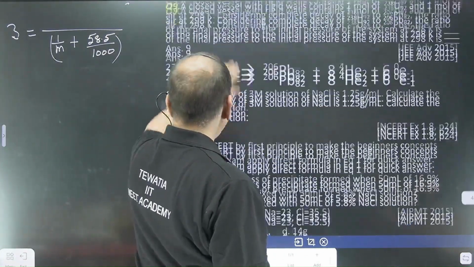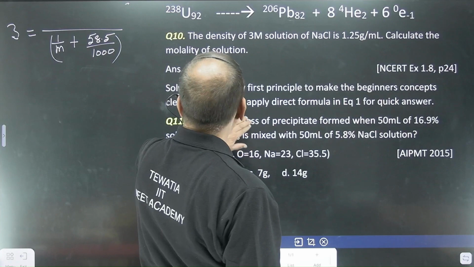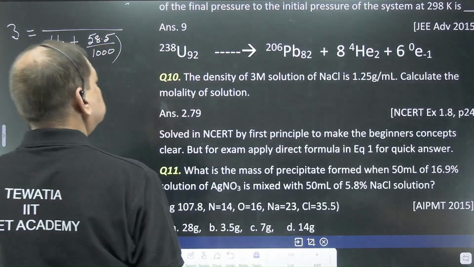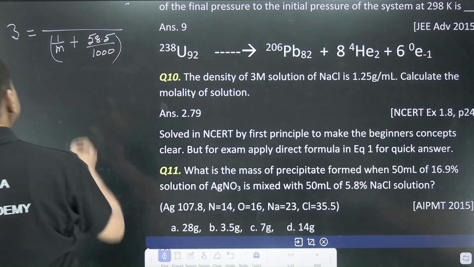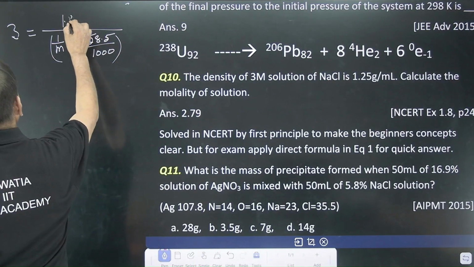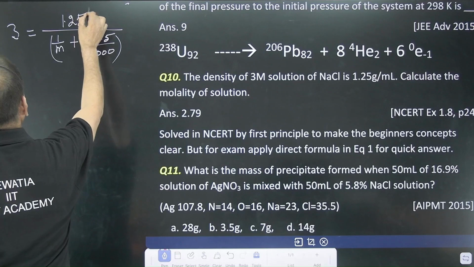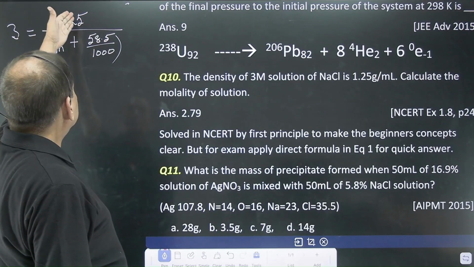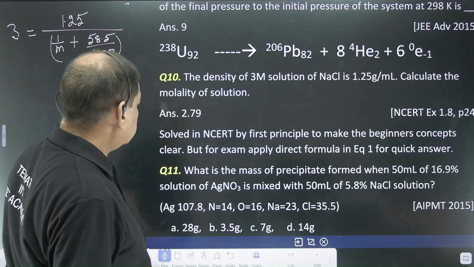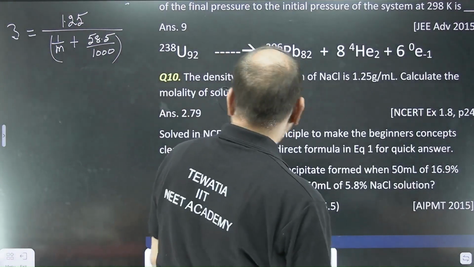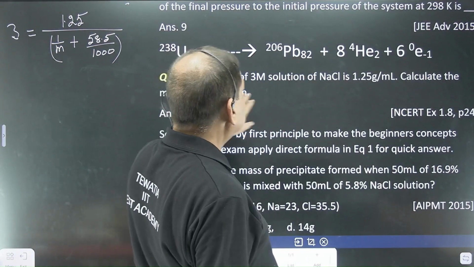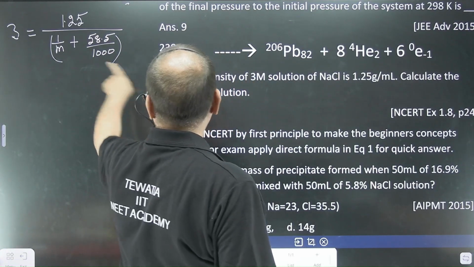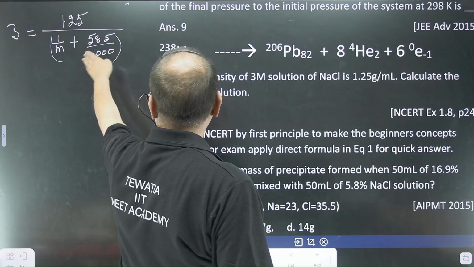Where is the density? 1.25. So simply we have substituted the values. d_AB, density of the solution, 1.25. Molality, we have to calculate 1 by m from here.